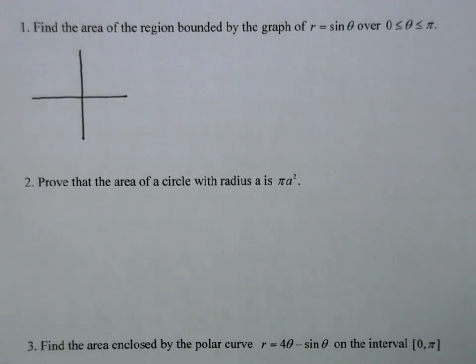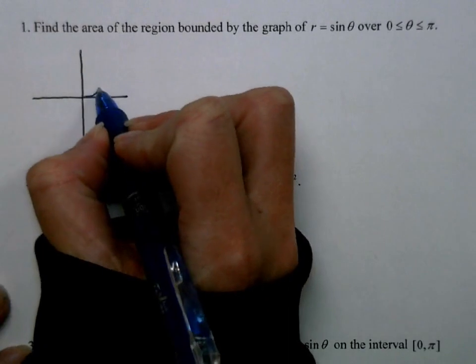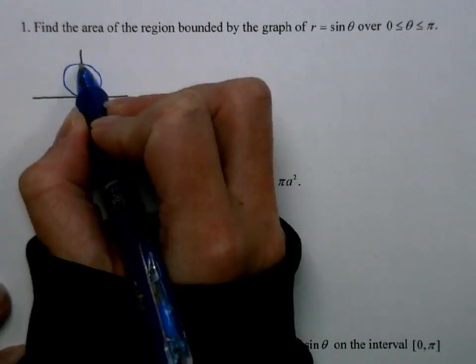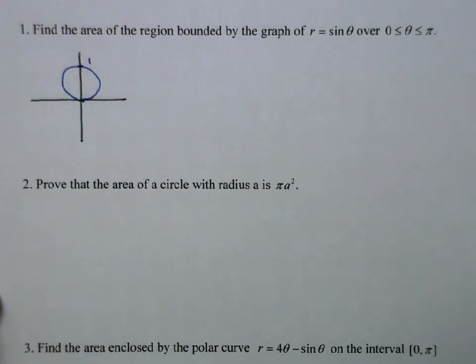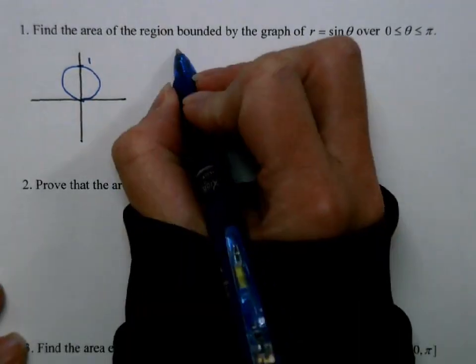In our first example, we're just going to simply find the area of the region bounded by the graph of r equals sine theta from 0 to pi. Well, sine theta is a circle symmetric to the y-axis. So the graph would look like that. This would be 1 up here. And we're finding the area from 0 to pi. So we'll set up our integral.